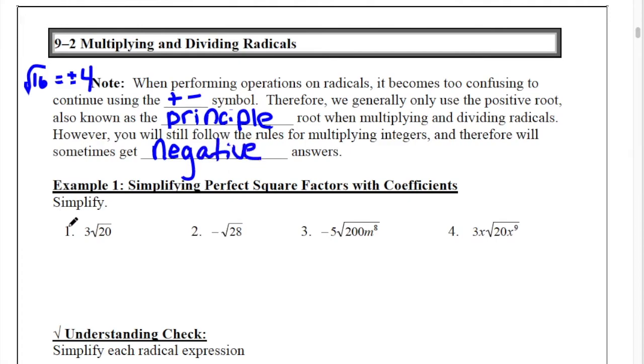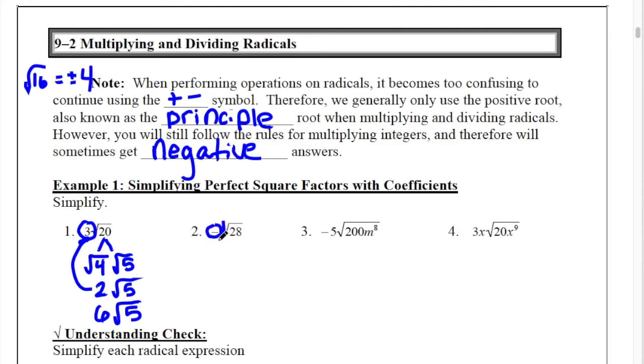So, for example 1, simplifying perfect square factors with coefficient. Remember that the coefficients are the numbers out front, and we're going to simplify the square root of 20 to the square root of 4 times the square root of 5, which is 2 root 5. And we're going to take that 2 and combine it with the coefficient 3 that's already there to get 6 root 5.